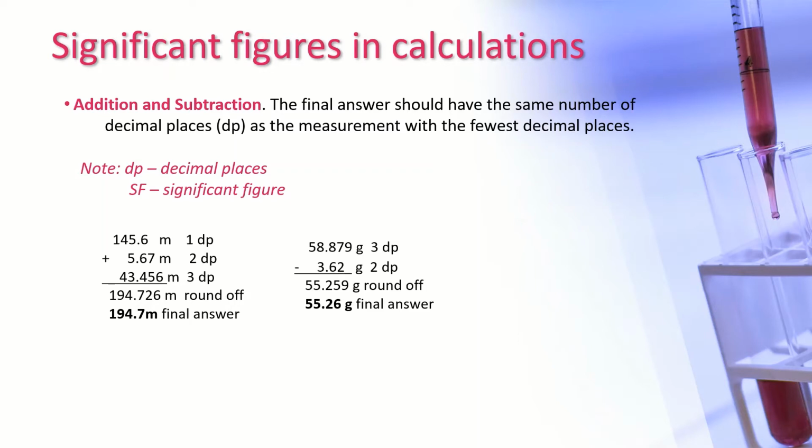Another example. 58.879 grams has 3 decimal places, subtracted by 3.62 grams, which has 2 decimal places. First, you have to subtract 3.62 from 58.879, and the difference is 55.259 grams. Then you have to round it off to a final answer with 2 decimal places, which is 55.26 grams.